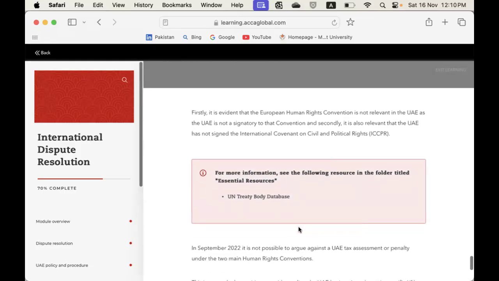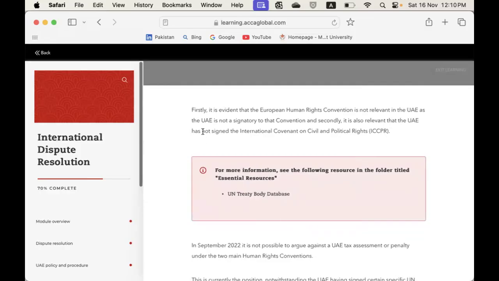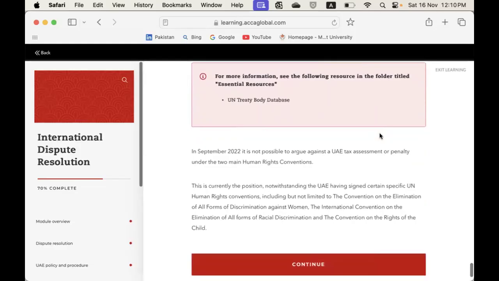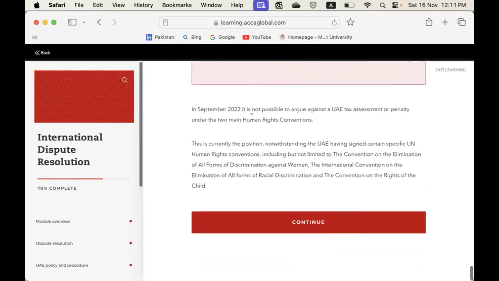UAE inbound claim. Now we're looking at the other side, people investing in UAE. Firstly, it is evident that the European Human Rights Convention is not relevant in the UAE, as the UAE is not a signatory to the convention. And secondly, it is also relevant that the UAE has not signed the International Covenant on Civil and Political Rights. So interestingly, UAE is not a signatory to both the European Human Rights Convention and the ICCPR. In September 2022, it is not possible to argue against a UAE tax assessment or penalty under the two main human rights conventions.